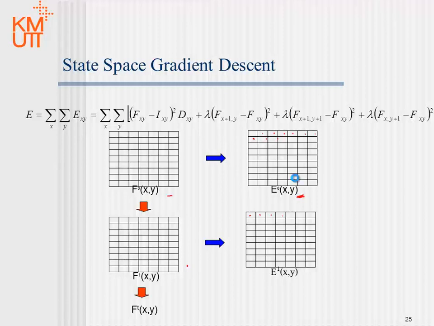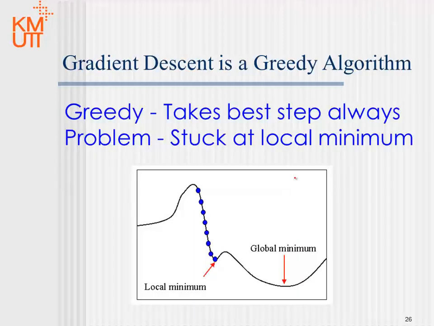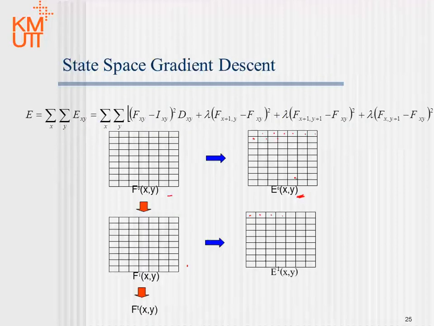So let's move on. Now the problem with both of these gradient descent algorithms, whether it be state space, you know, the state space. Why do we call this state space?